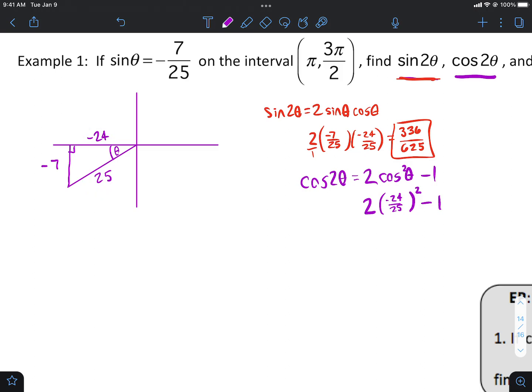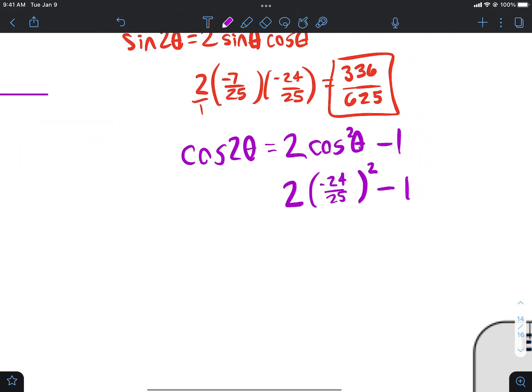Honestly, if it's on a calculator section, I would just type it into your calculator. But anyways, if you didn't have a calculator, you'd square it. Make sure if you square something that's negative, it becomes positive, and then you'd get a common denominator with that.